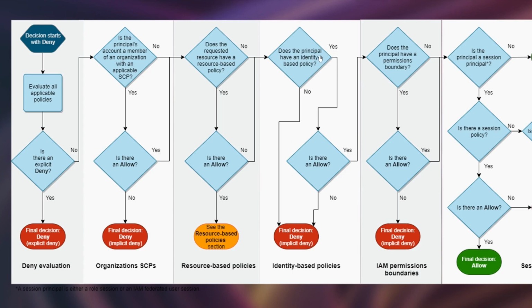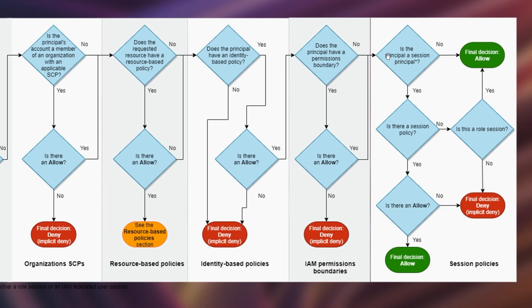And if yes, it does have an identity based policy, and we'll check whether there is an allow or not. So if there is no allow, then it also has implicit deny. And if there is an allow, then it goes and checks whether there is a permission boundary attached to it. Does the principal have a permission boundary? And if there is a permission boundary attached to it, it will check whether that condition within the permission boundary has an allow there. So if there is no allow, then it obviously will be an implicit deny because there is no explicit allow there. So now if there is an allow, it will go there and check if the principal is a session principal. So if it has been asked from the session principal itself.